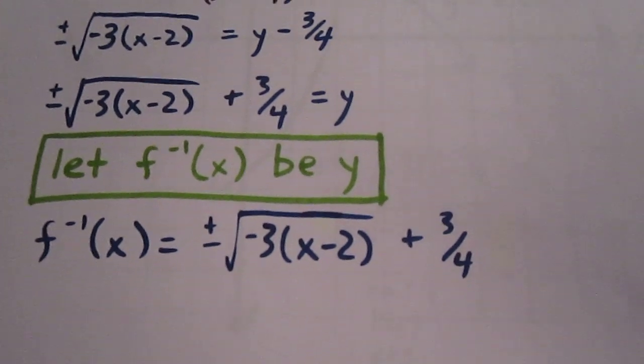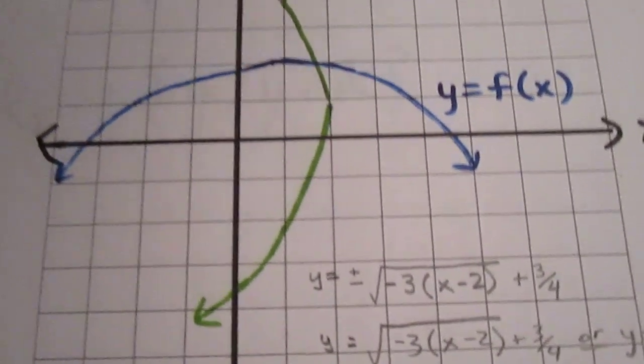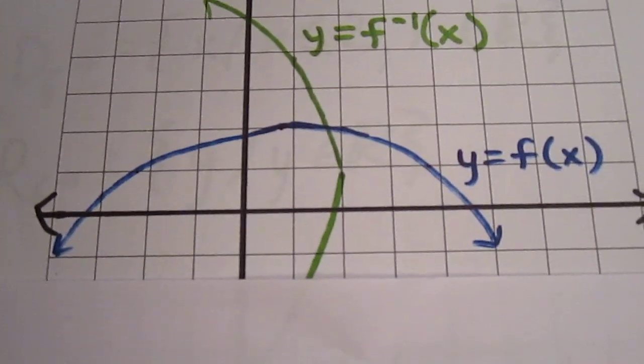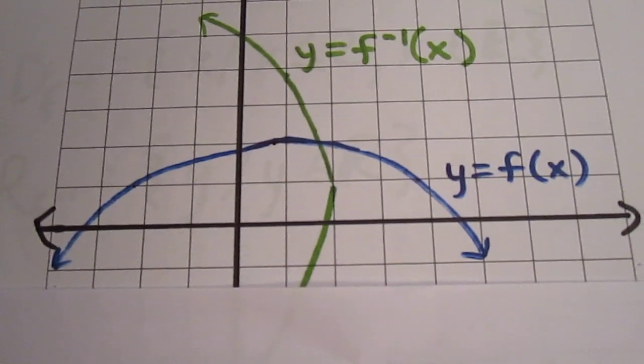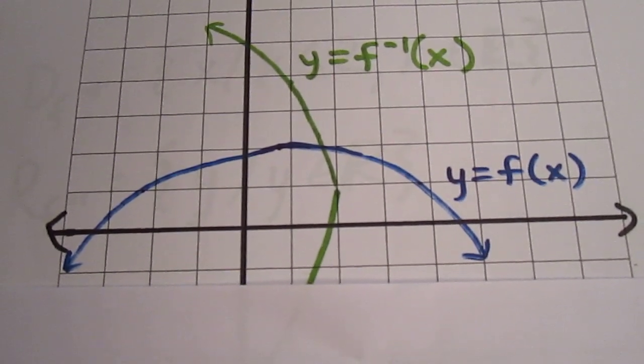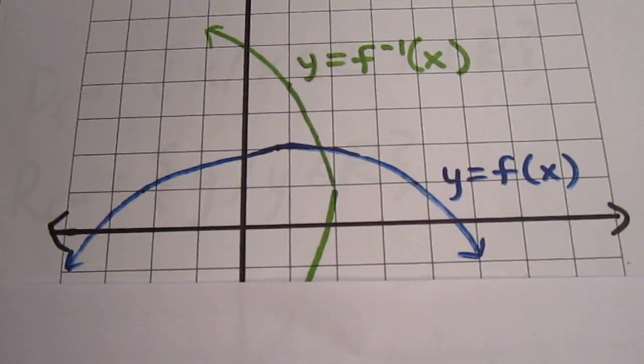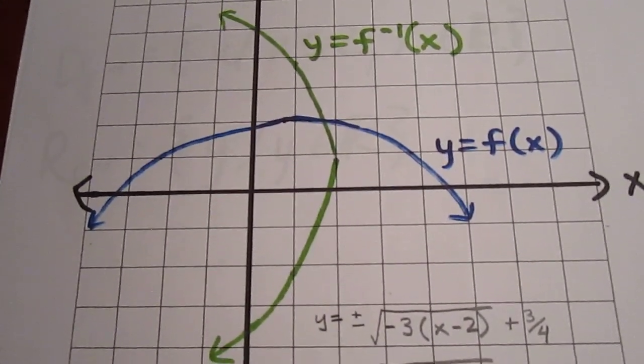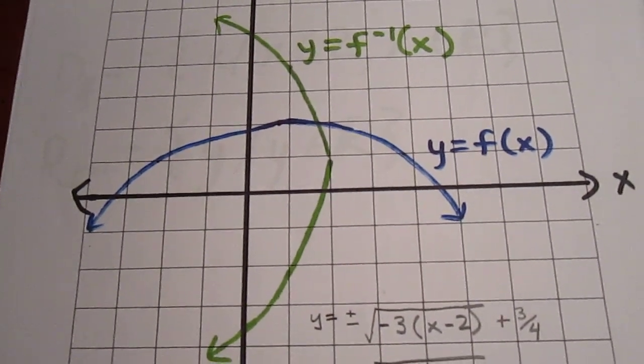Well, we go now to our graphing, and we see that the original function given, the downwards opening parabola, is rather wide, looks like that. And when we reflect it in the line y equals x, we get that rather wide sideways opening green parabola.